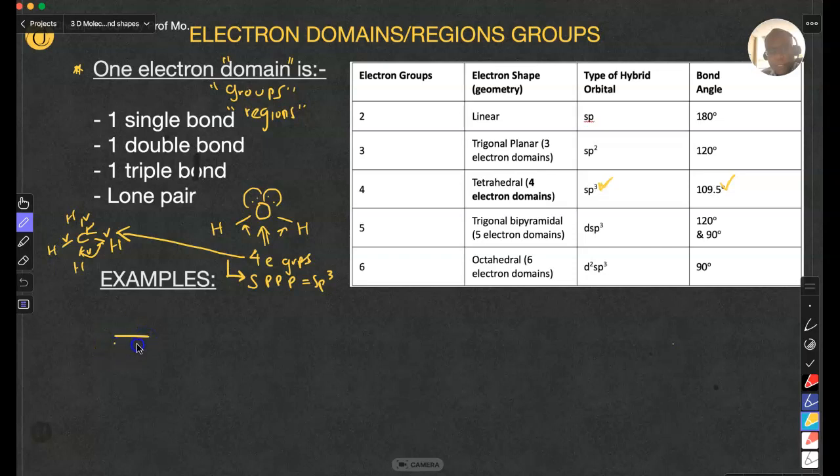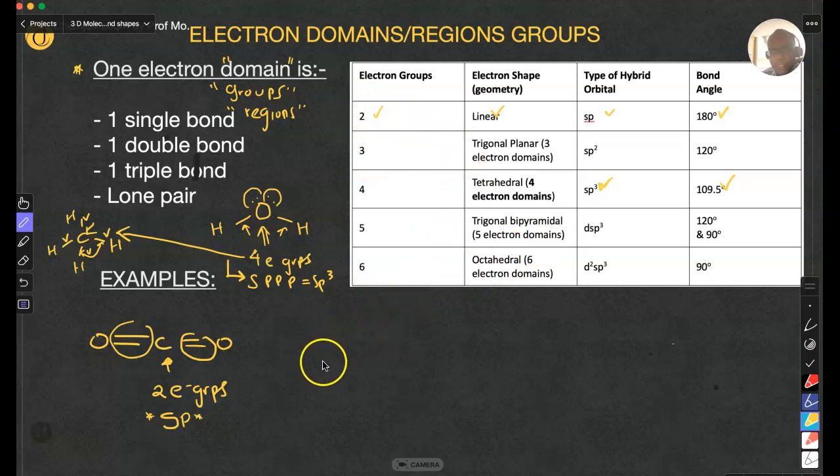Now, if you look at another example like carbon dioxide, the central atom is carbon. You have a double bond, you have two electron domains, two electron groups. So I'm predicting that we only need two areas for those electrons to be found. So you are thinking by shortcut, in layman's language, that two electron groups will translate to sp. And for sp, it's usually 180 degrees. Okay? For sp it's usually 180 degrees, and it's linear, because of course it's two electron domains.